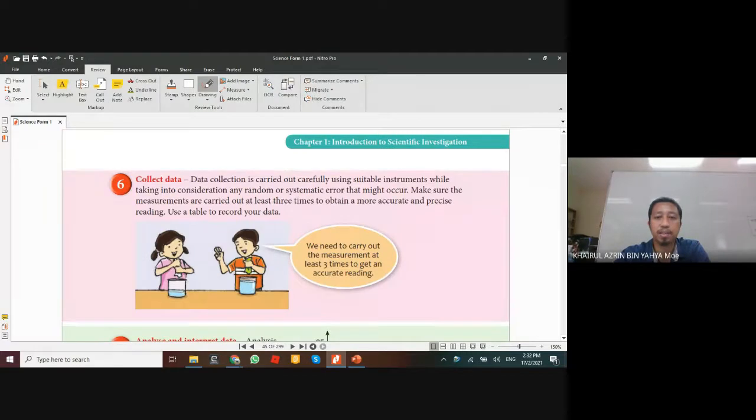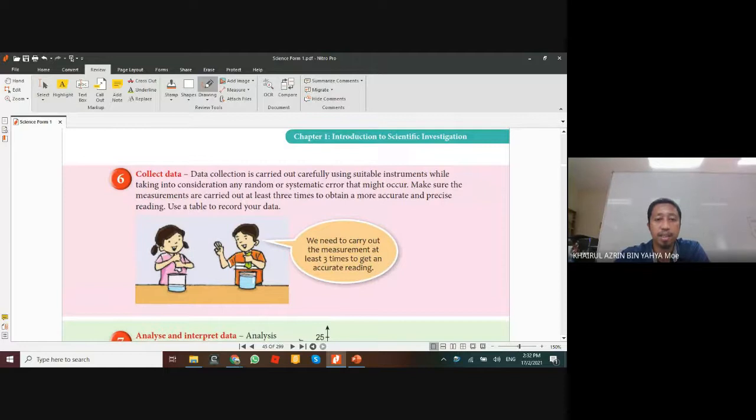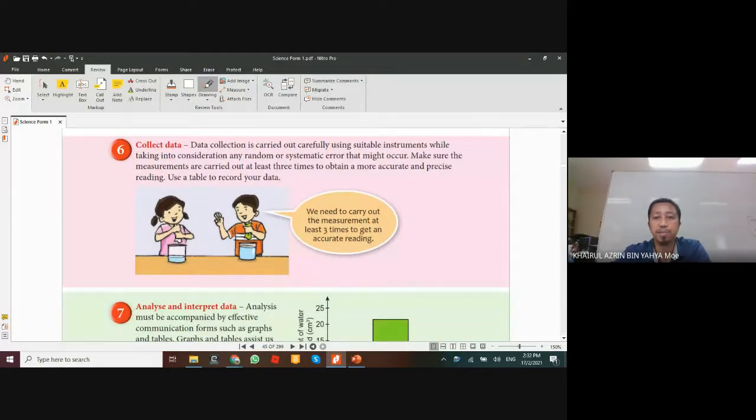Now we go to the next slide. Number 6, collect data. Data collection is carried out carefully using suitable instruments while taking into consideration any random or systematic error that might occur. Make sure the measurements are carried out at least 3 times to obtain a more accurate and precise reading. Use a table to record your data. For example, if you're using a ruler to measure something, we measure the item 3 times to make our observation more accurate.